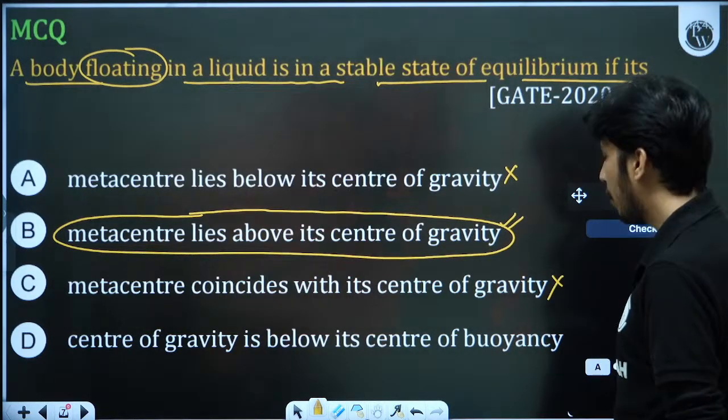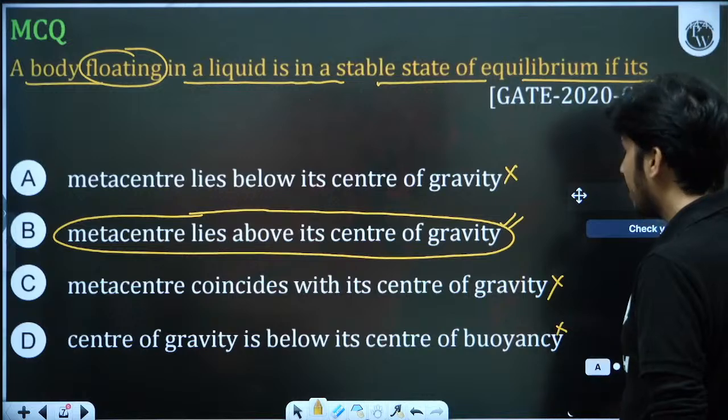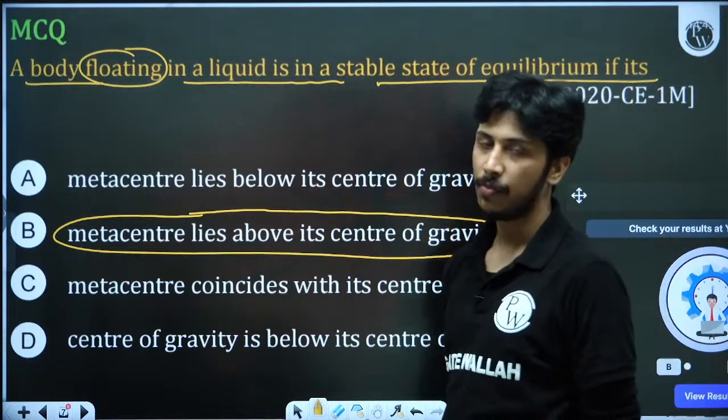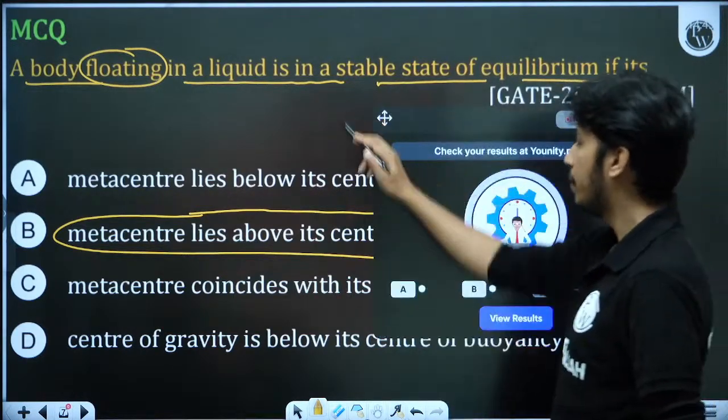Center of gravity is below its center of buoyancy, no. Buoyancy and center of gravity are not compared in partially submerged bodies. In floating bodies, metacenter is compared. So the B part is the correct answer.